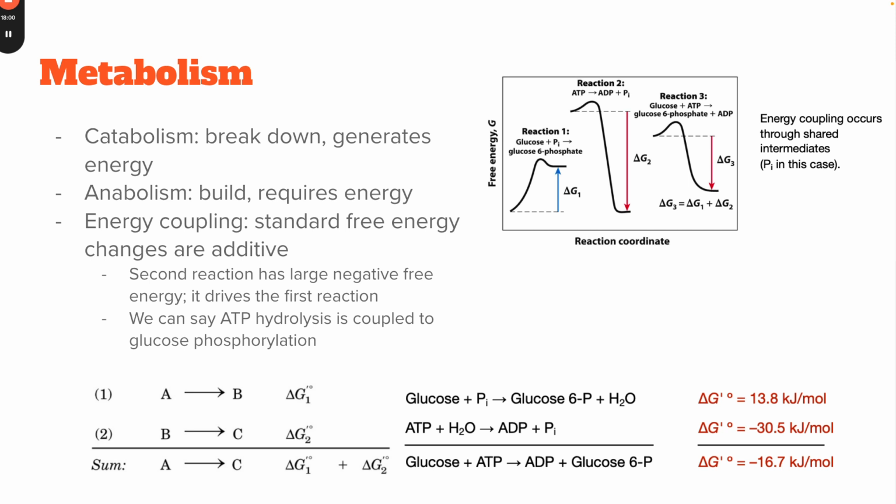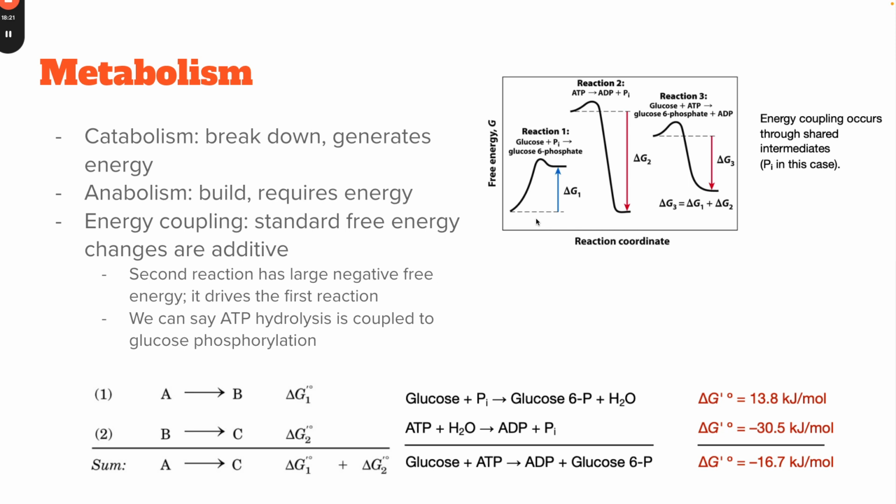Anabolism is building, I don't know if I said that right, and it requires energy, so you're building things up. Energy coupling is how all of the pathways we've been studying work, which is that standard free energy changes are additive. So the second reaction has a large negative free energy. It drives the first reaction. This diagram does a really nice job illustrating that.